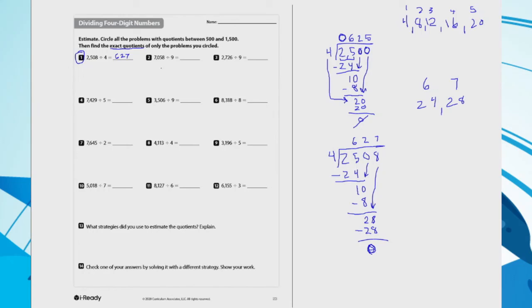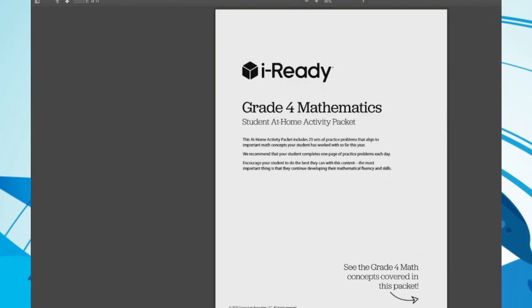So as you work through this page, you'll be estimating by rounding to the nearest 100 or the nearest 1,000, whatever you need to be able to estimate the quotient. If it falls between 500 and 1,500, you'll be finding the exact quotient, whether you're using this algorithm, an area model, or an array. After you finish questions 1 through 12, you'll have the opportunity to explain what strategies you use to estimate the quotients, and then you'll be able to check one of your answers by solving it with a different strategy and show your work. And that's going to be it for this week's packet, guys.